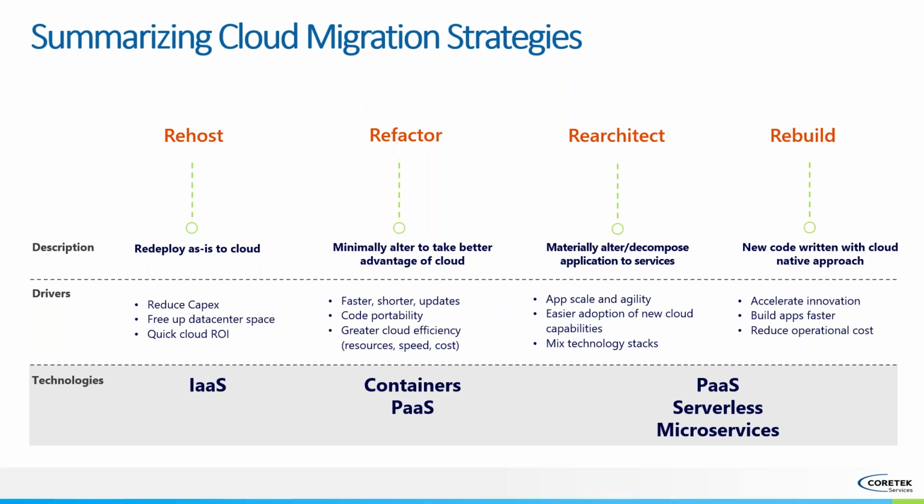So looking at different cloud migration strategies, you have 4 primary ways to migrate to Azure. You can rehost, refactor, re-architect, or rebuild. Today, we're going to primarily be focusing on rehosting.